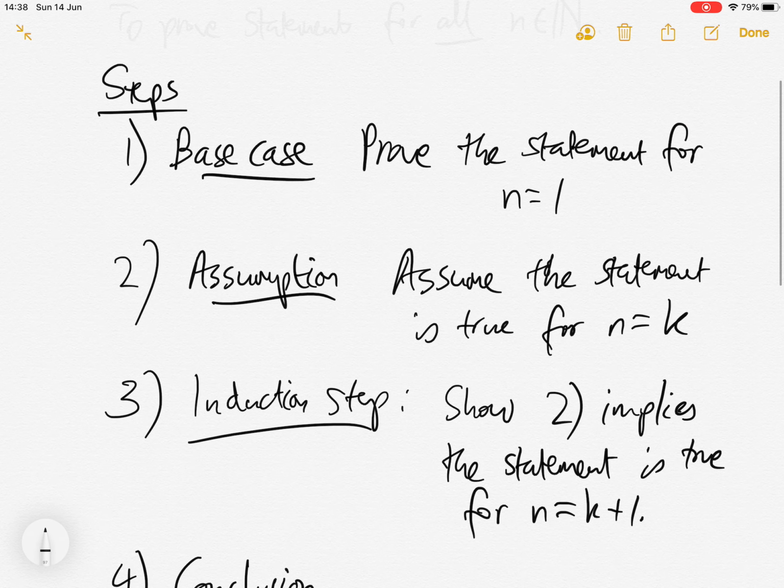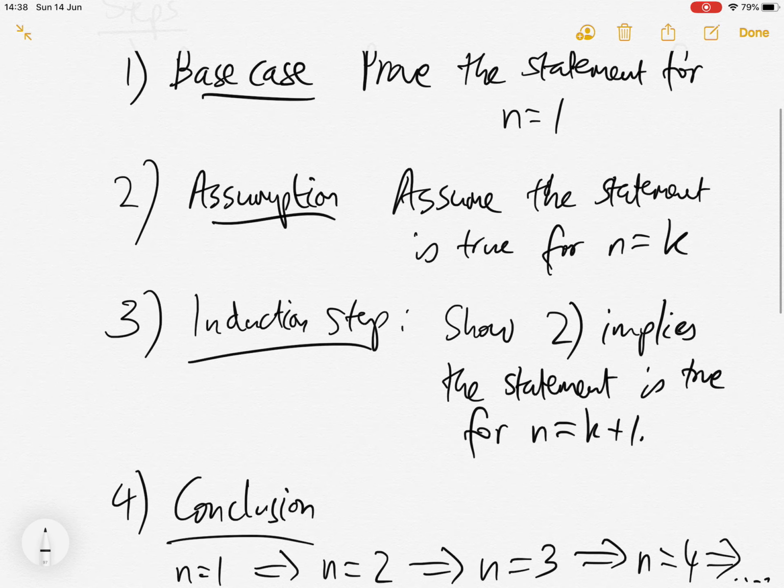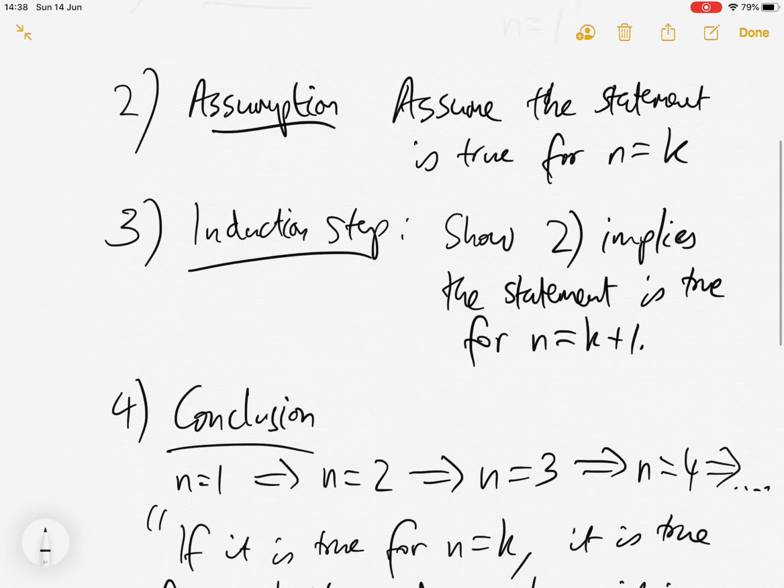So all of these steps are necessary in your answer, and in induction questions, it's quite important that your answer has all of these things, otherwise you won't get all the marks.